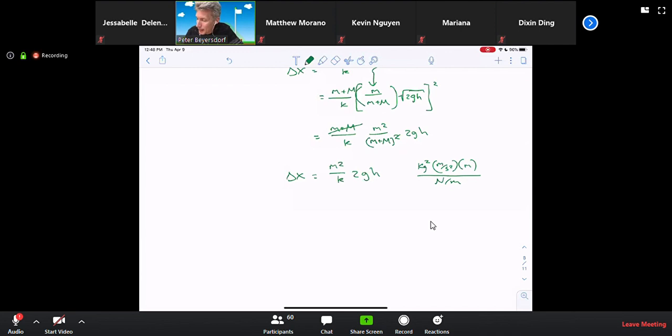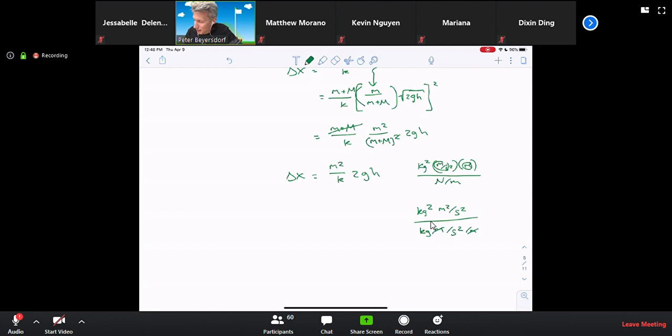And if I work this out, some of these things can combine and cancel, and other things can't. But I can simplify this by combining the meters in the numerator together. And in the denominator, I'm going to write newtons as a kilogram meter per second squared. And then I've also got per meter. So the meters cancel out there. And let's see what I get.